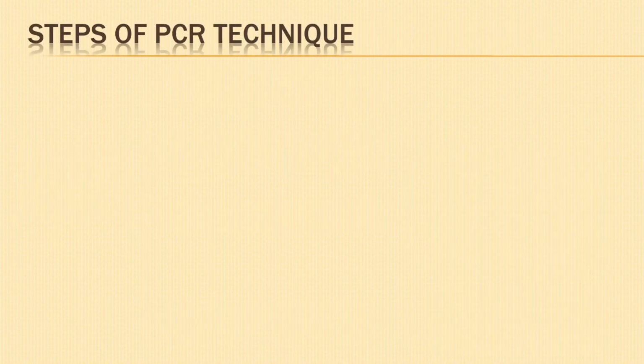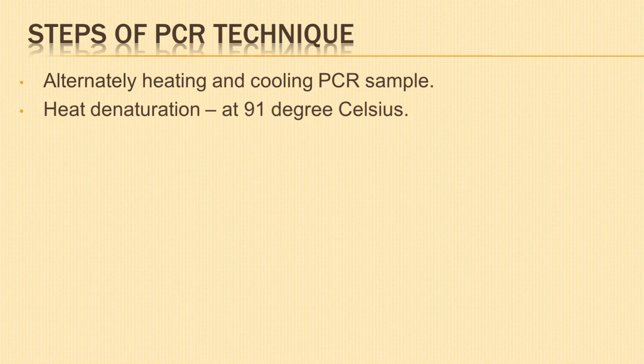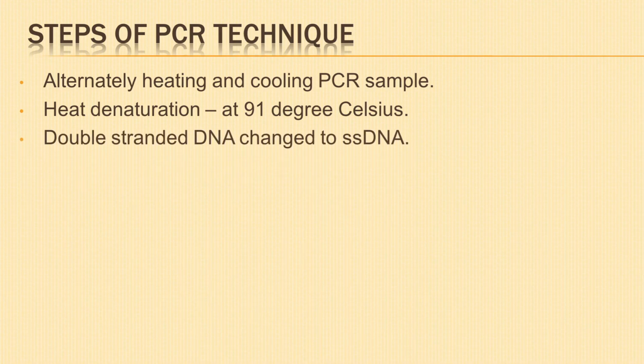PCR methods use thermal cycling, that is, alternately heating and cooling the PCR sample. The 3 essential steps of PCR technique are heat denaturation, heating of DNA at about 91 degrees Celsius. This breaks the hydrogen bond. The double-stranded DNA is changed to single-stranded DNA.